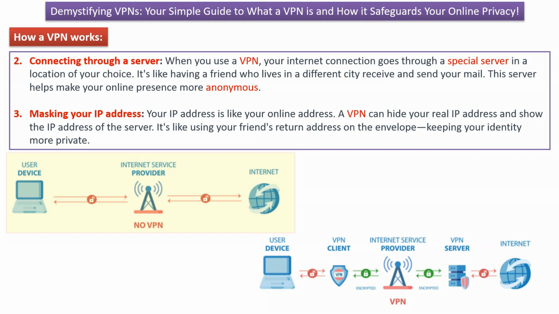Without VPN, from the user device, data will be sent to the internet service provider and the internet service provider to the internet. And with VPN, from the user device, data will be sent to the VPN client, to the internet service provider, the internet service provider to the VPN server, and the VPN server to the internet. The VPN server is nothing but the special server we talked about.